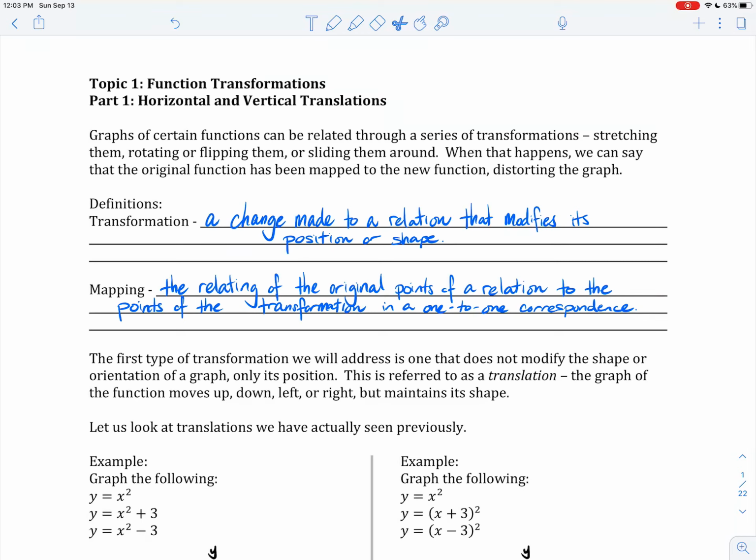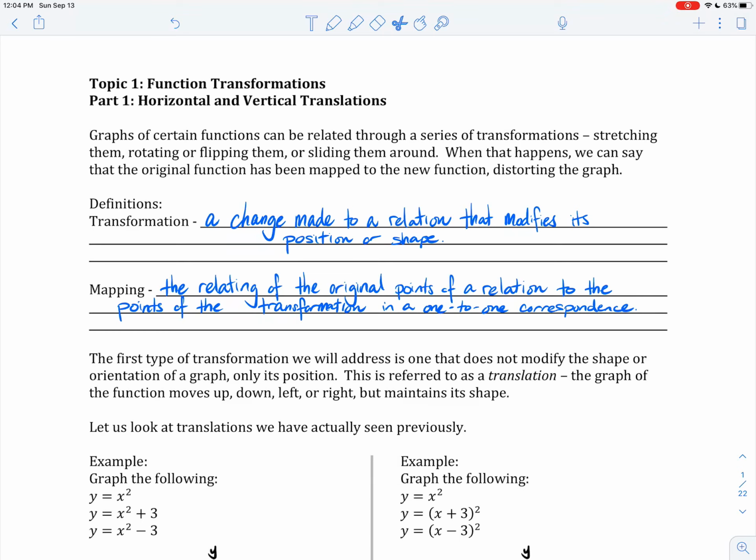Again, there's a number of transformations we can look at. And to start, we're just going to look at something called a translation. Translations are where we don't do anything to the shape of the graph, just where it's located. We can move things up and down, we can move things left or right. And we have seen this previously.